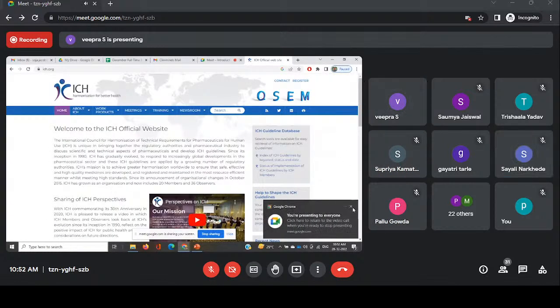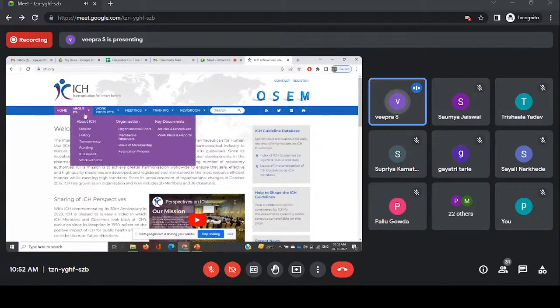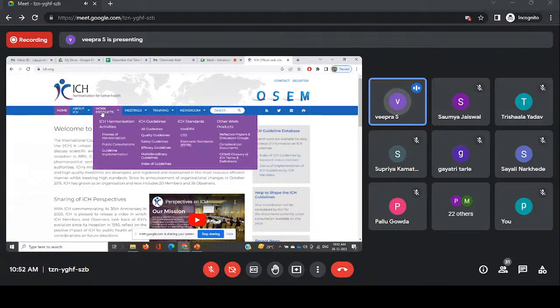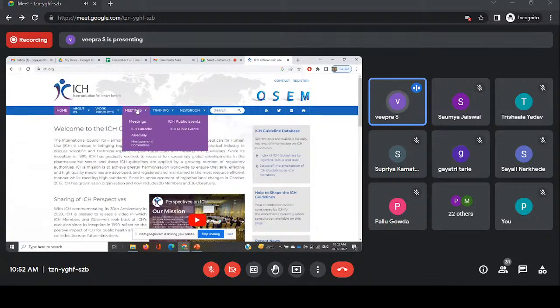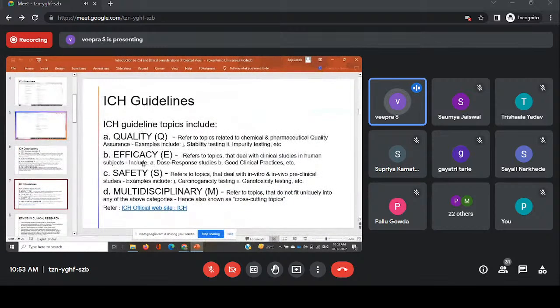Yes, ma'am. Okay. So this is our ICH website. Here you can see there is a home page, and ICH related information is present here. Then ICH work products, meetings, training, newsroom, like different information is present. So we discussed the different guidelines prepared by the ICH, right? So these are the 4 different guidelines prepared by our ICH. Which are the 4 different guidelines? Quality guidelines, safety guidelines, efficacy guidelines, and multidisciplinary guidelines.